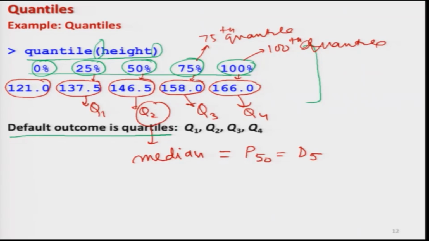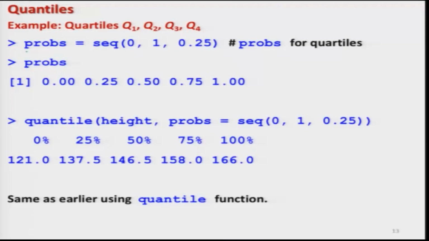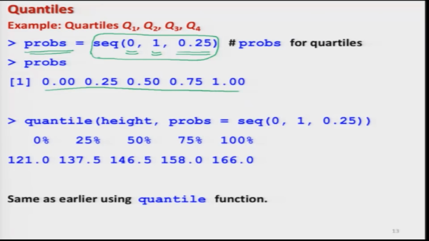Now, in case you want to find other things like deciles and percentiles, then you simply have to control the parameter props. But before I go to deciles or percentiles, I would like to show you that I can choose props to be a sequence starting from 0 to 1 at an interval of 0.25. This command seq is going to create a data vector like 0.0, 0.25, 0.5, 0.75 and 1. So now I am asking to compute the quantile of the data in the height vector using the probabilities which are here.